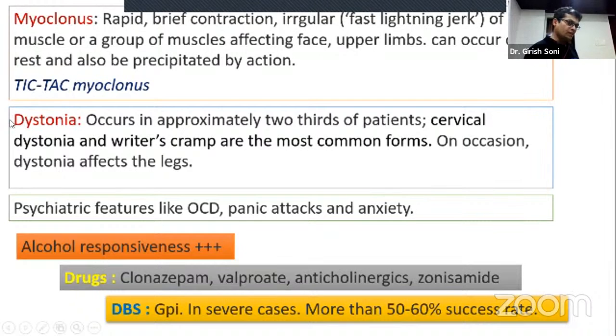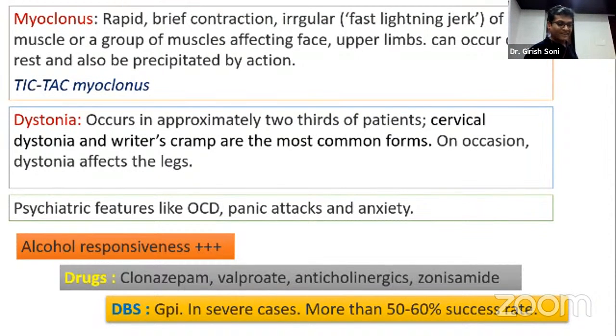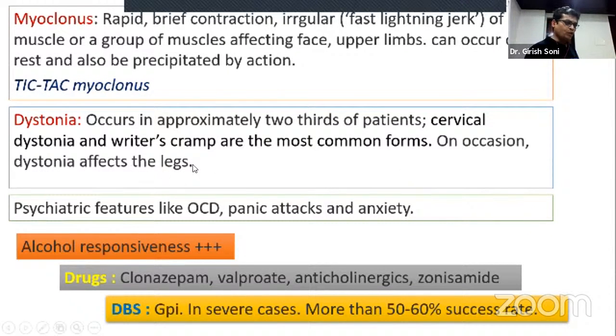Many of these patients develop dystonia, and dystonia is mainly cervicocranial. Writer's cramp can be an early presentation of this DYT11 mutation. Writer's cramp can be an isolated feature also without myoclonus. With the disease course, myoclonus and cranial dystonia can appear later on. In 10 to 20% cases, dystonia can affect the leg also. Many of these patients have psychiatric features also.